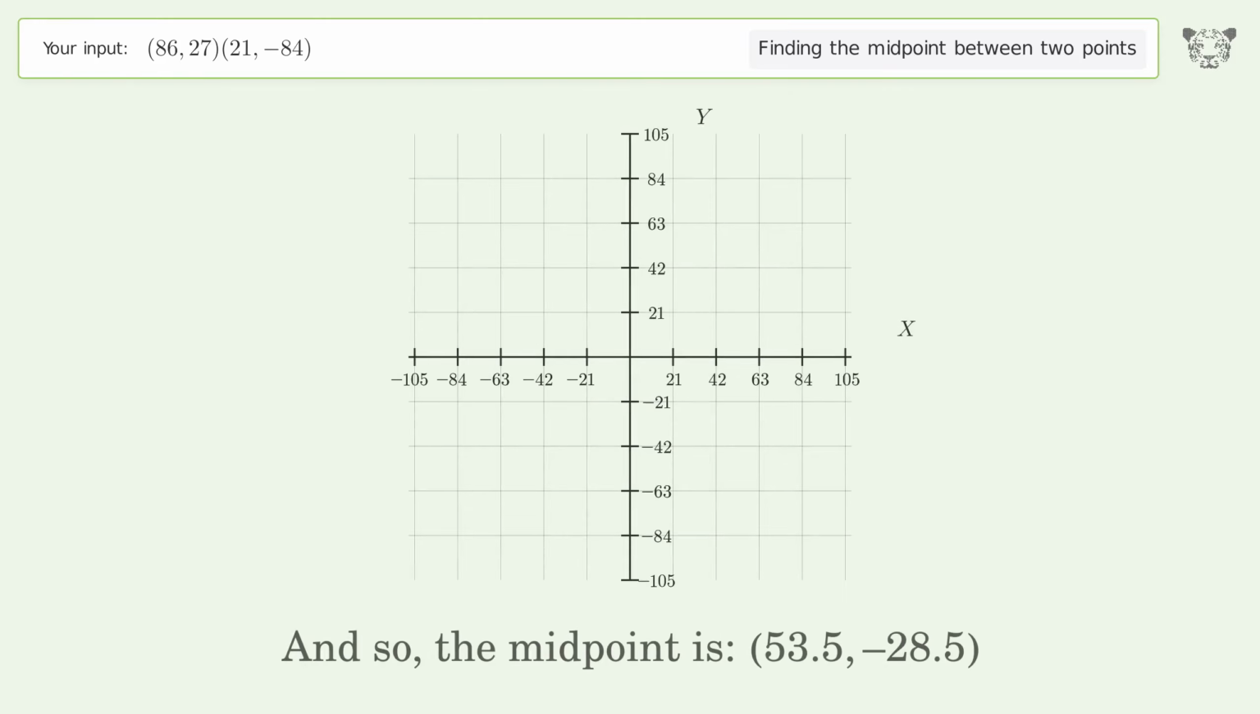And so, the midpoint is 53.5, negative 28.5.